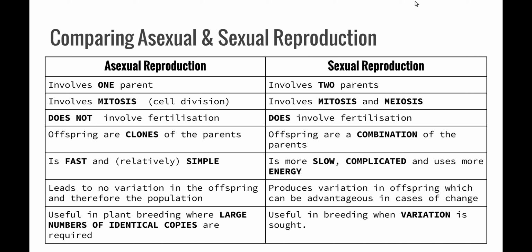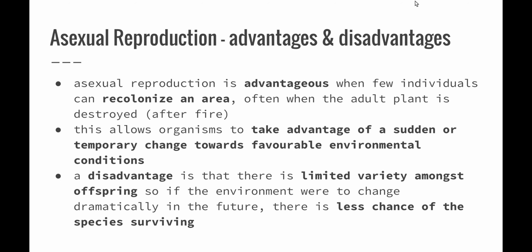Asexual reproduction is very useful in plant breeding, where large numbers of identical copies are required, and sexual reproduction is useful in breeding where variation is sought. There's now talk of producing clones in order to maximize particular characteristics of animal populations. So we still have sexual reproduction producing the desired characteristics in the first place, but then looking at the possibilities of using asexual reproduction to produce more numbers of that particular organism. That's something we'll look at further down the track in the Year 12 course.